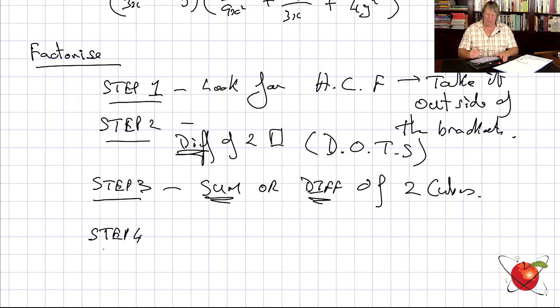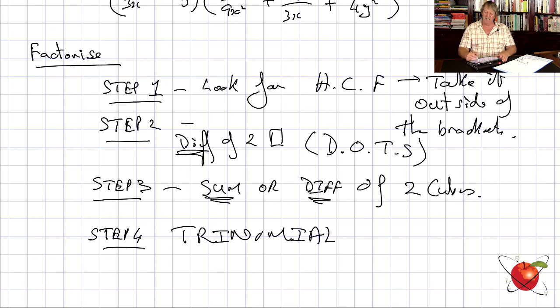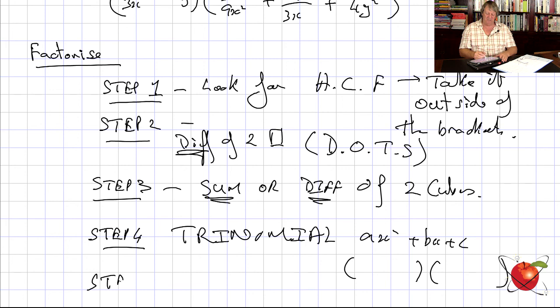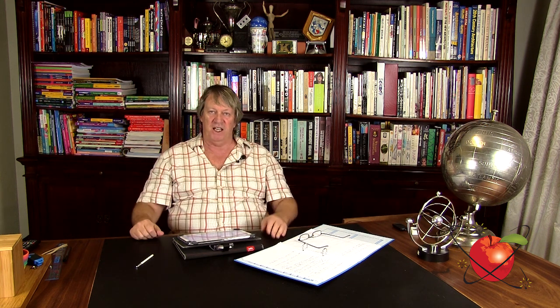Step 4, okay, is a trinomial, right? That is ax squared plus bx plus c. Those factorize into two brackets always like that. Step 5, okay? Step 5 is where we've got 4 terms or more, and that is grouping. Okay? Guys, this is a short one. I'm cutting it there because next we're going to go on to simplifying expressions.